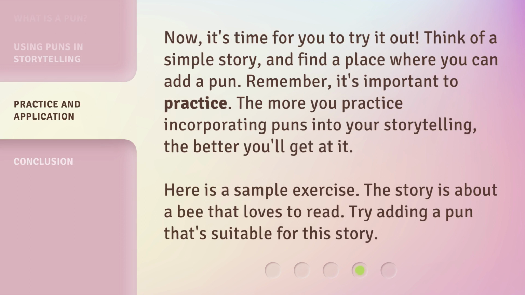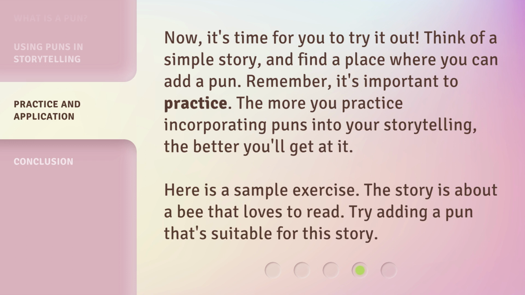Now, it's time for you to try it out. Think of a simple story, and find a place where you can add a pun. Remember, it's important to practice. The more you practice incorporating puns into your storytelling, the better you'll get at it.